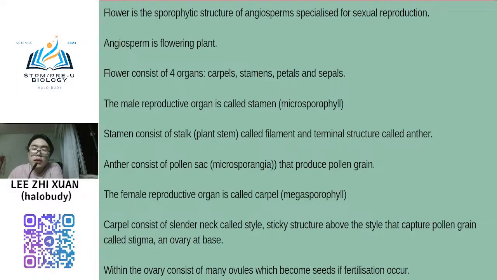Okay, so yeah, this one is all of them. So if you still remember, the male reproductive organ has another name, microsporophyll, and in female we call it megasporophyll. This one you already learned in SPM. I don't want to take time on this.